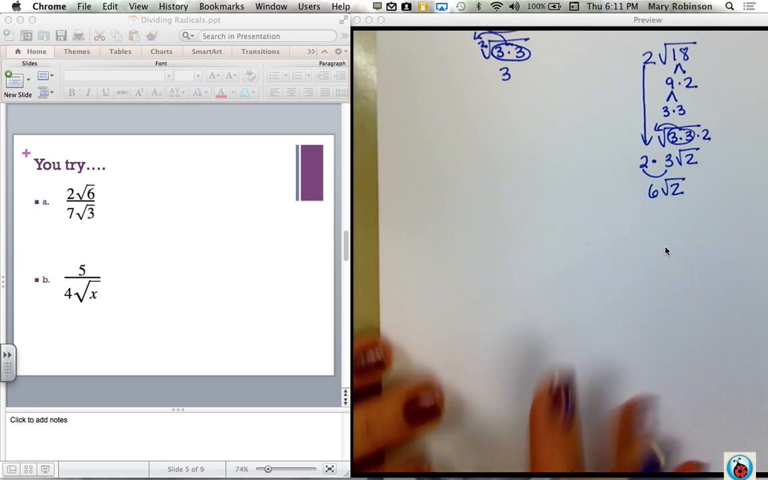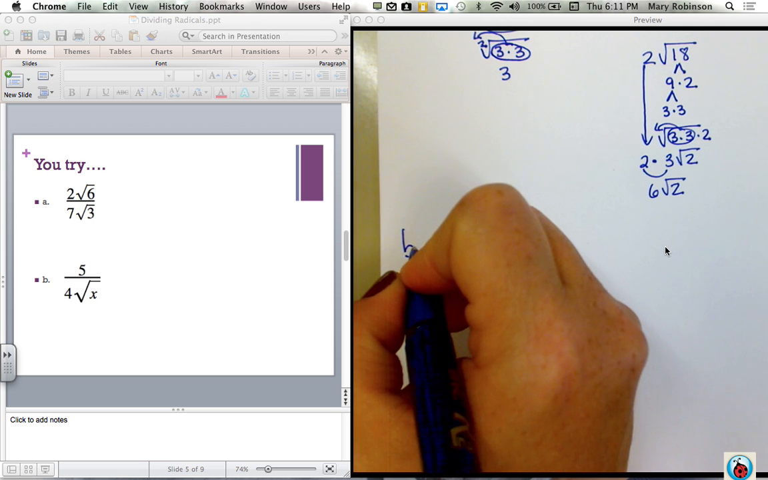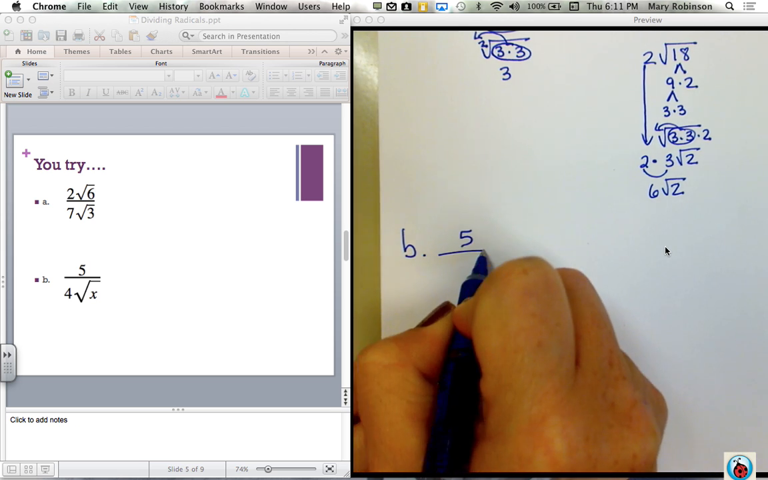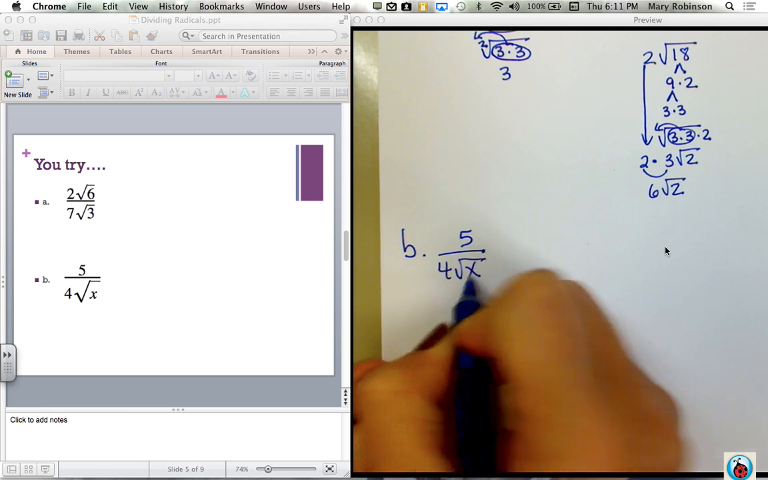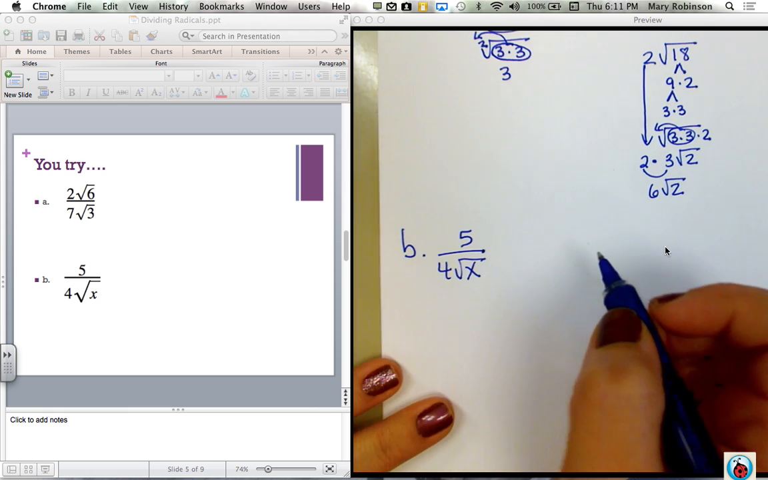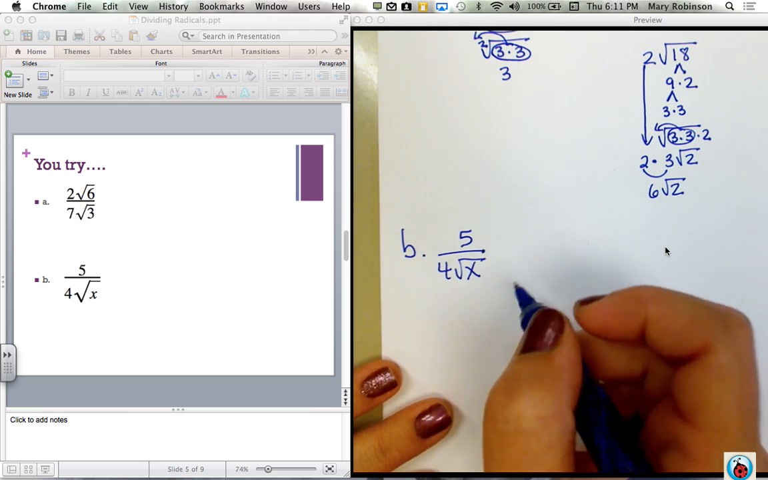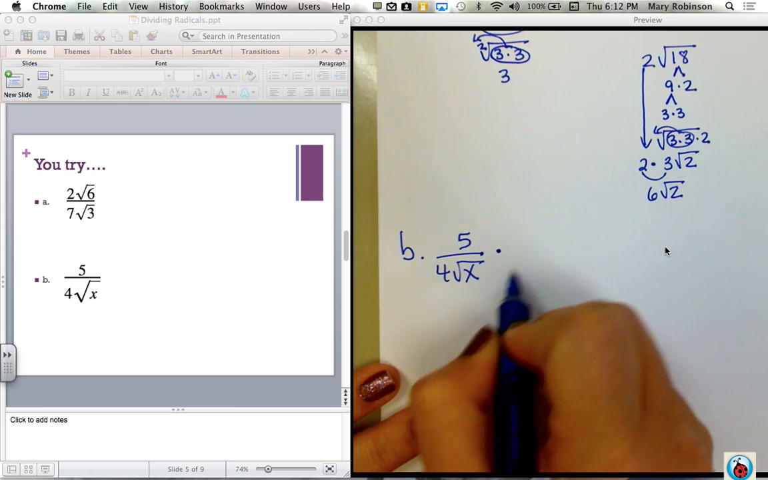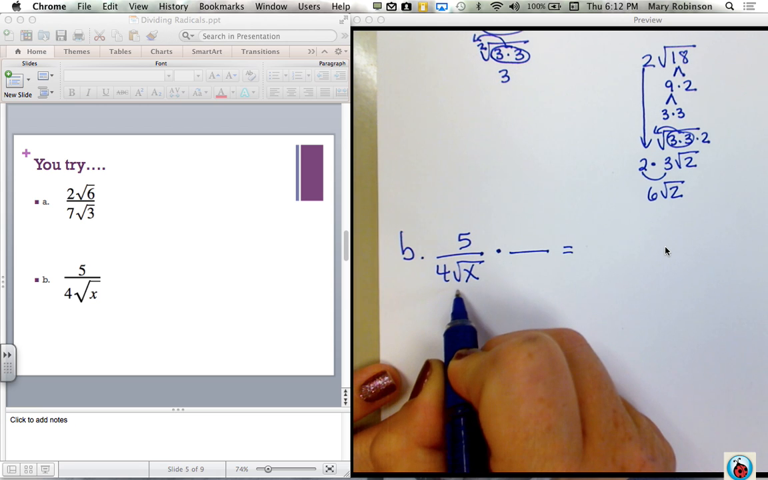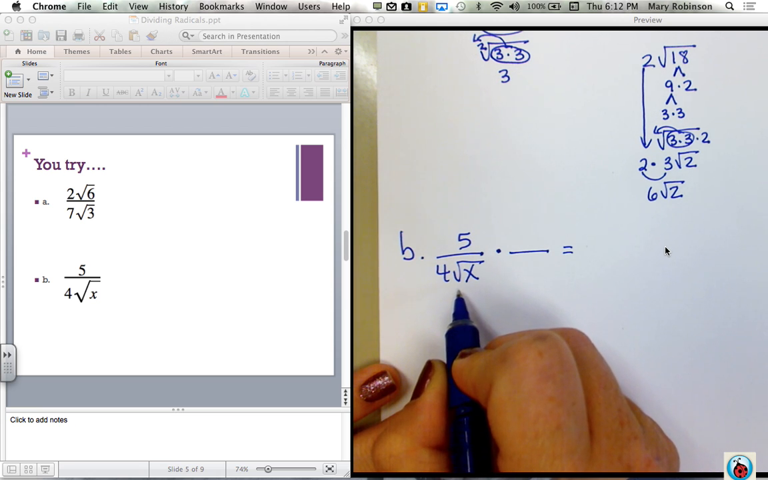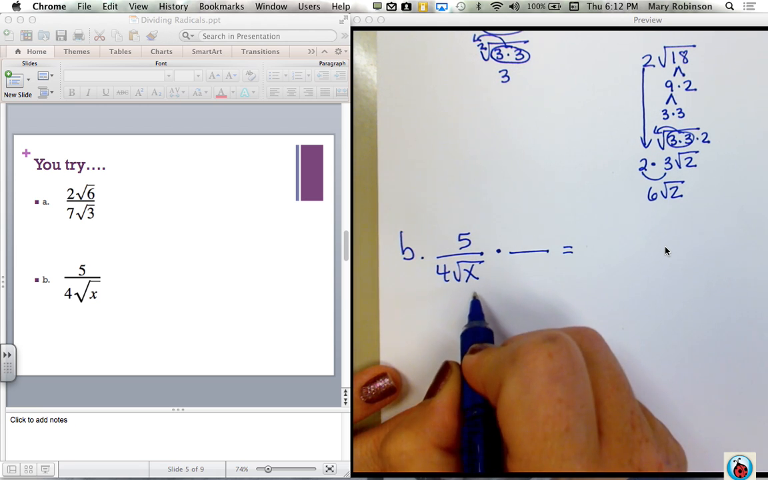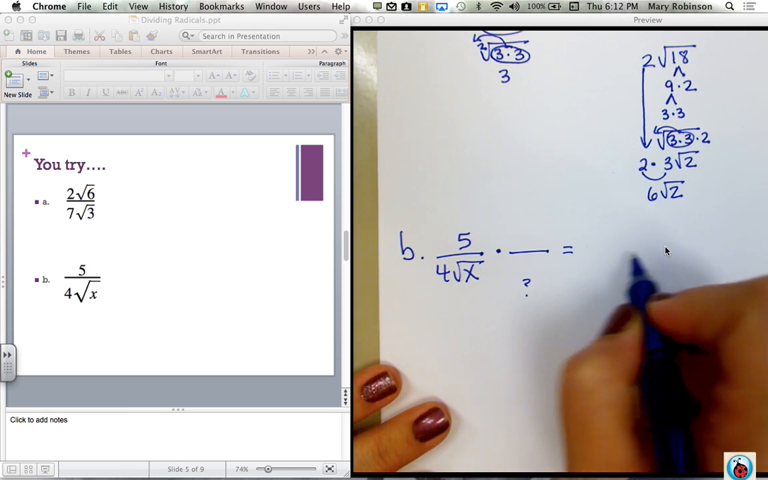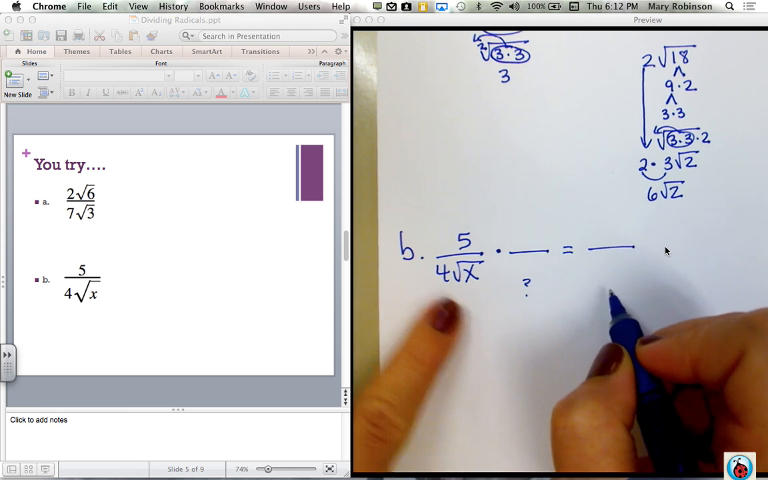All right, and lastly, let's try B. For B, we have 5 divided by 4 times the square root of x. So this isn't really much different from problem A, only this time we have a variable. So remember, if we want to get rid of our radical, we need to create a perfect square. So what I want you to think is, what can I multiply by here that will give me just the x?